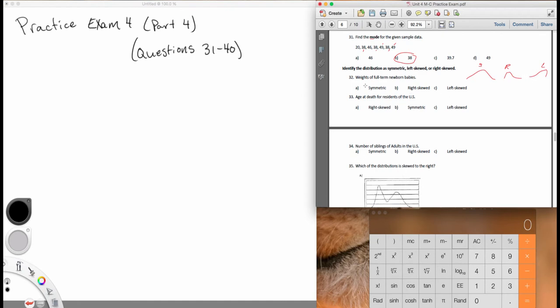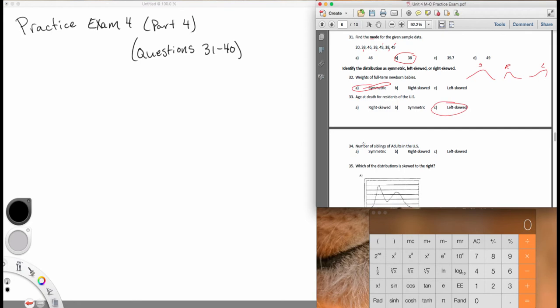The weight of full-term newborn babies. Now that's a normal distribution, I believe, or symmetric, so I think that makes the most sense. All right, so next question. Age at death for residents of the United States. Well, most people die when they're elderly. So that's definitely going to look a little bit more like this. This is when people die. There's a few people who die young, but that's rare. So it's definitely a left skewed.